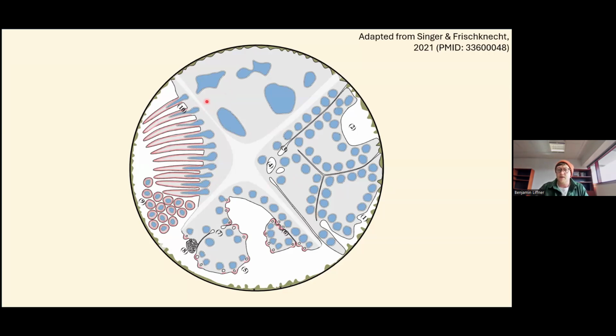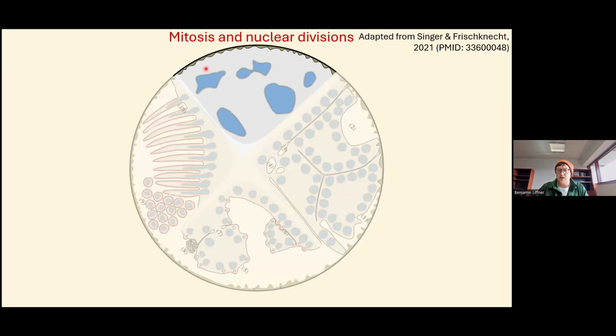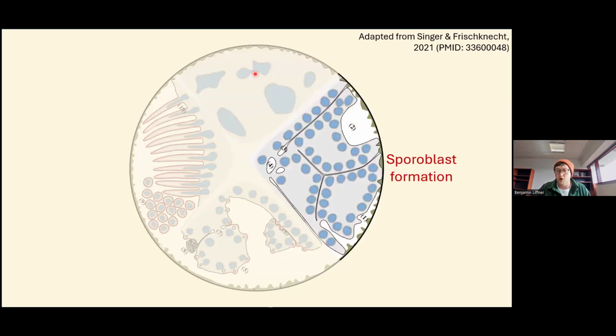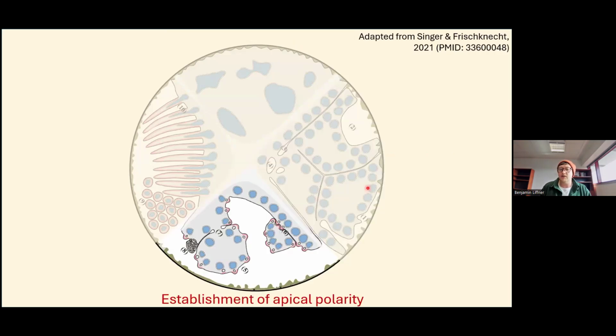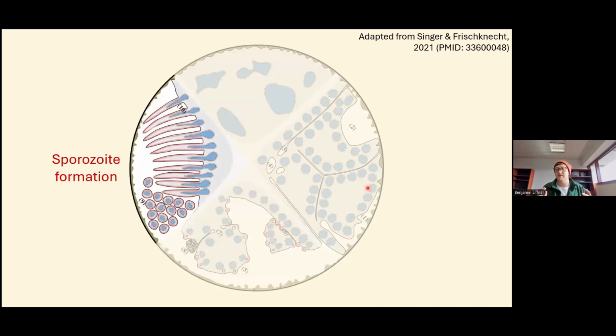So sporozoites develop in the midgut wall of the mosquito, and they start to undergo rounds of mitosis and nuclear divisions. And following this, the parasite will form a structure called a sporoblast, which are basically groups of what will eventually become forming sporozoites. Then they'll start to establish an apical polarity in the oocyst before forming sporozoites, those invasive stages, around this apical polarity. And once they're fully mature, the sporozoites will egress from the oocyst into the hemocoel, the circulatory system, effectively, of the mosquito.